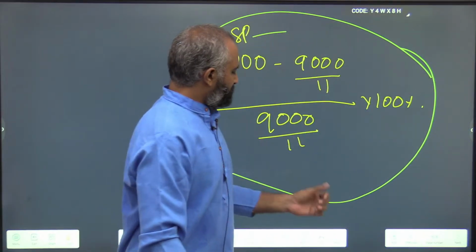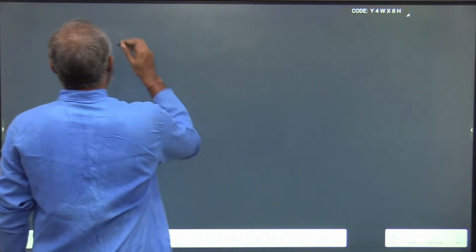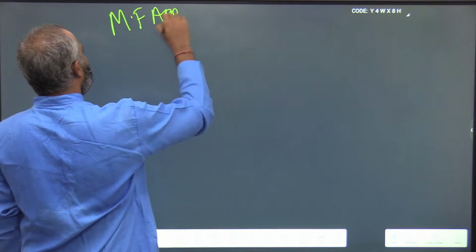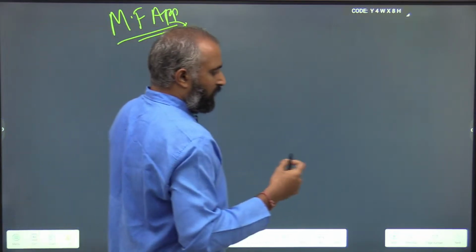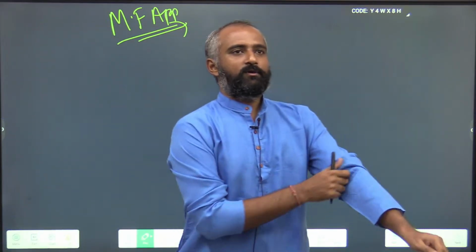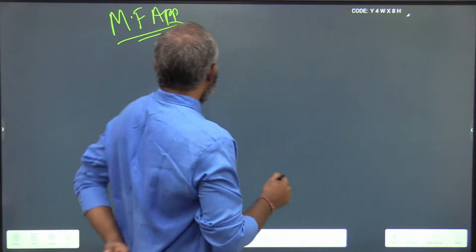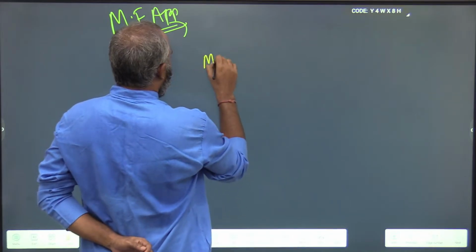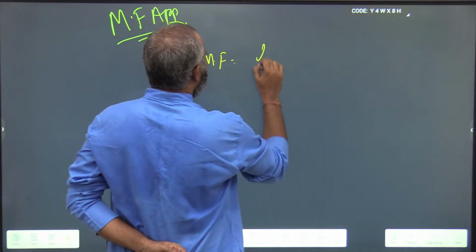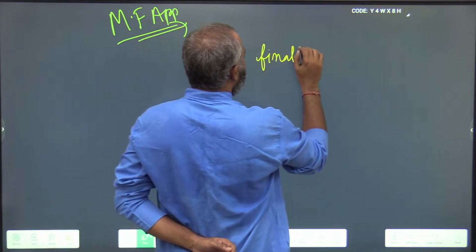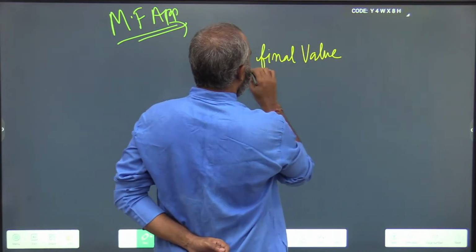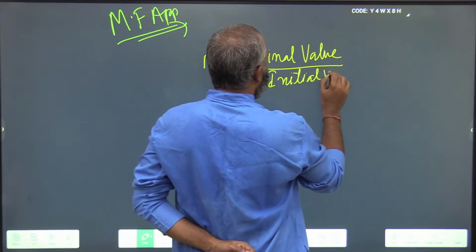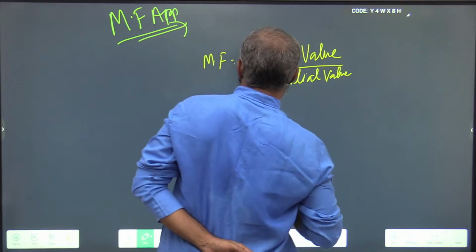What is the best way? It is to take the multiplication factor approach. How shall we use the multiplication factor? I will give you a small instance. Multiplication factor is nothing but final value by initial value.